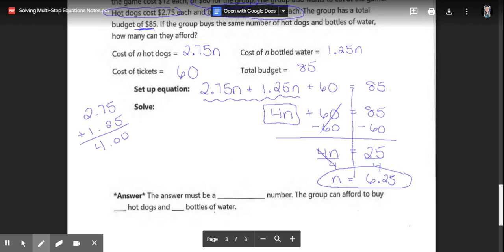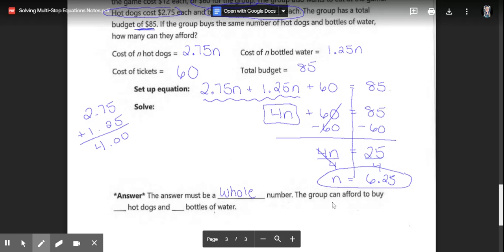However, this was not originally a mathematical problem. This was a real world application problem. If I go back and look, I was trying to figure out how many hot dogs and how many bottles of water they could buy. So this answer is telling me that the group could buy 6.25 hot dogs and 6.25 bottles of water. Does that make sense? No. I can't buy a quarter of a hot dog or a quarter of a bottle of water. Nobody's going to sell that to me. So the answer has to be a whole number.